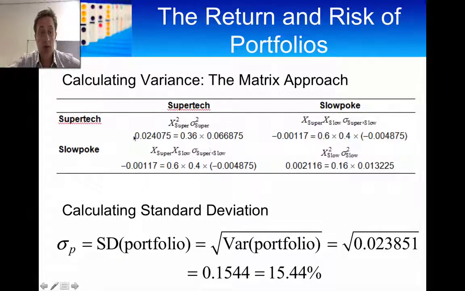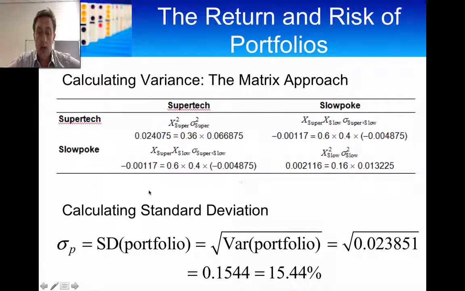So the formula for the variance of a portfolio is simply x squared times sigma squared, plus x squared times sigma squared of the two assets, plus 2 times x A times x B times the covariance between A and B. Now what we've got here are some squared terms and this multiplicative term, and I'm going to come back to that.